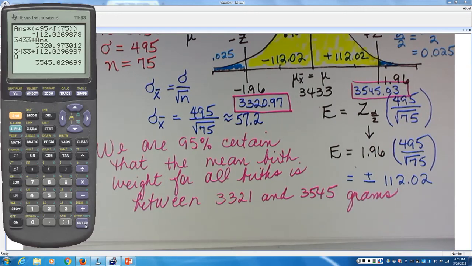So that's your conclusion. We're 95% certain that the mean birth weight for all births is between 3,321 grams and 3,545 grams. So that's the last part of the statement.